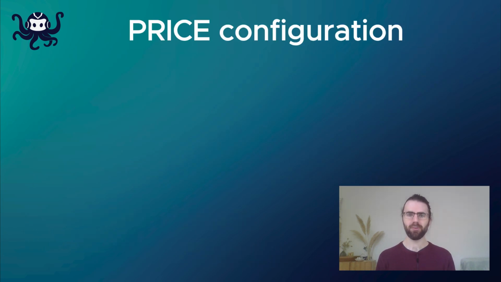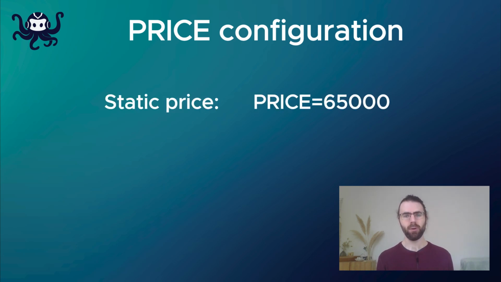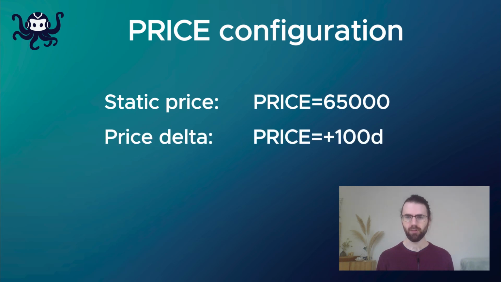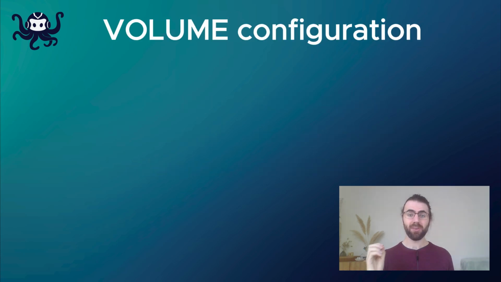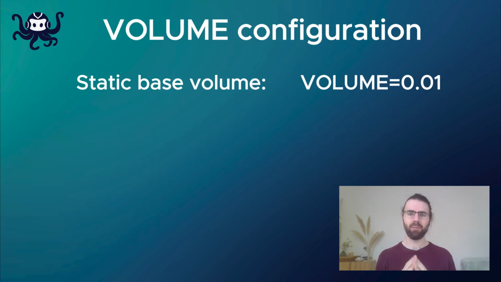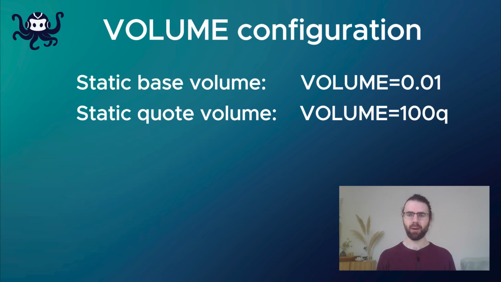Let's focus on prices. There are many ways you can define your order price in OctoBot automations. You can use a simple static price, but you can also use price deltas, which are differences from the current price. Or you can also use differences as percent from the current price. This makes it very simple to always buy at a 1% discount, for example, or sell when you reach $100 profit.